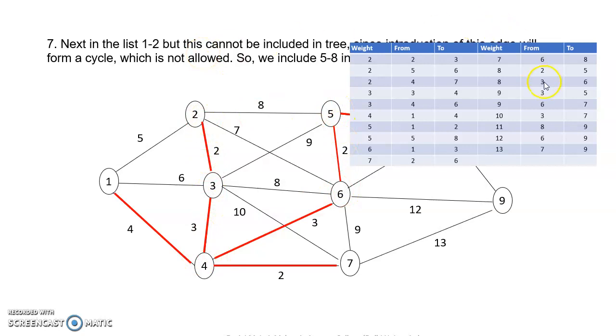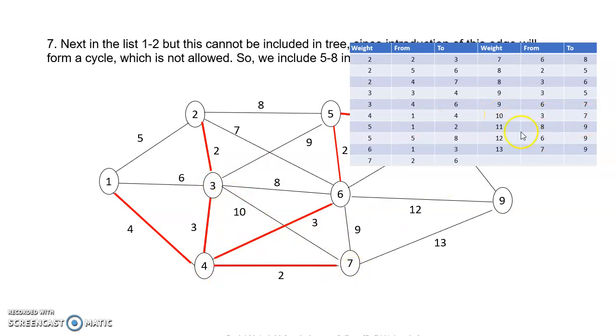Then what else? 3, 6. 3, 6 is which one? 3, 6 also cannot be considered. Then you have 3, 5. 3, 5 also cannot be considered. Then you have 6, 7. 6, 7 is this. 6, 7 also cannot be considered. Then you have 3, 7. 3, 7 also cannot be considered.